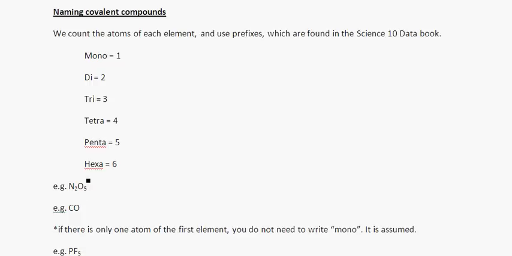So if I look at this N2O5, I say to myself, okay, these are both nonmetals, so this is a covalent compound. 2 nitrogens, so that's going to be dinitrogen, and 5 oxygens, so pentaoxide. Oops, or just pentoxide.